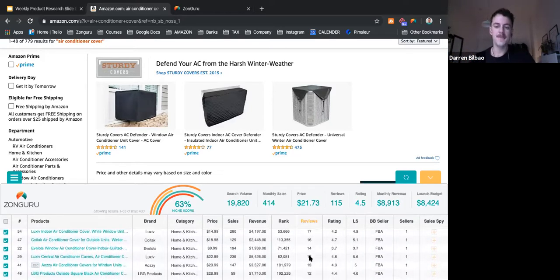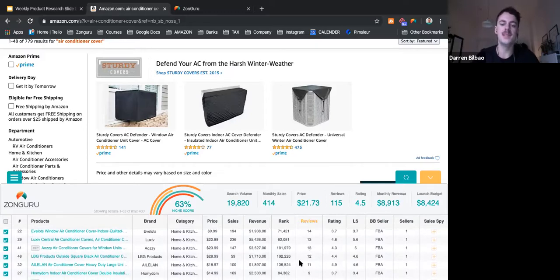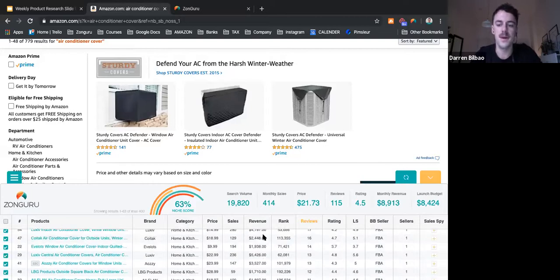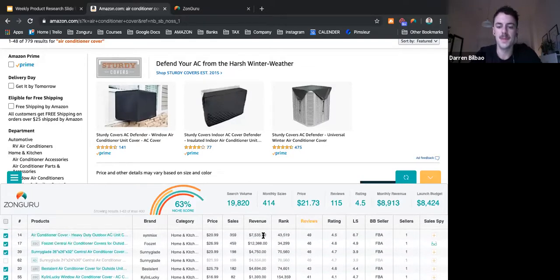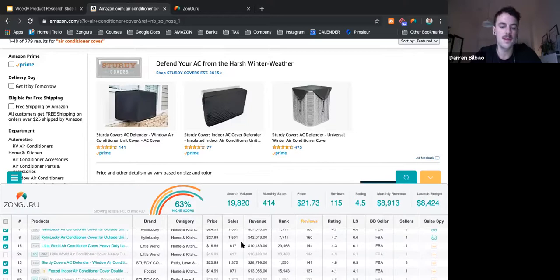This just means that as a new seller, you're going to easily be able to compete with these guys and have a chance at selling $5,000 a month up to maybe $40,000 a month if you can differentiate well enough and show that in your photos.